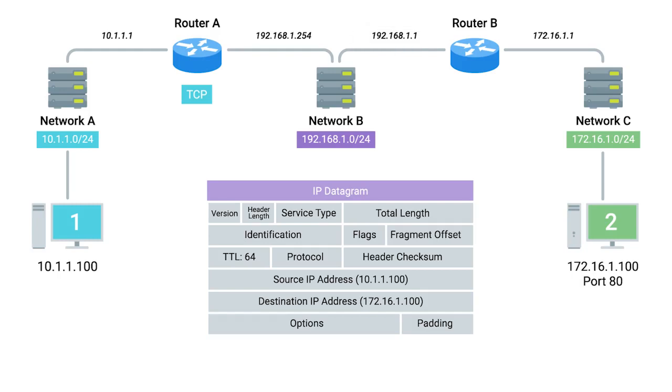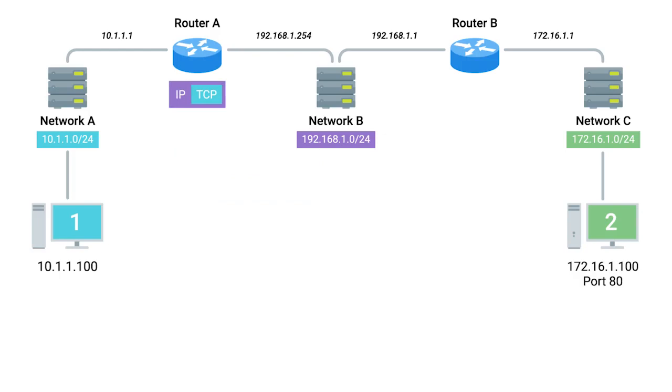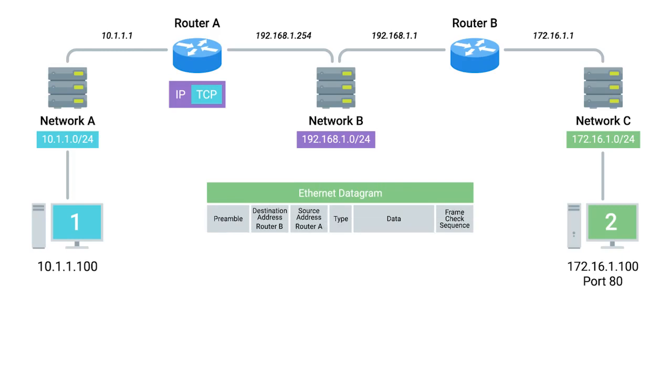192.168.1.1. Router A looks at all the data in the IP datagram, decrements the TTL by 1, calculates a new checksum reflecting the new TTL value, and makes a new IP datagram with this data. Router A knows that it needs to get this datagram to router B, which has an IP address of 192.168.1.1. It looks at its ARP table and sees that it has an entry for 192.168.1.1.